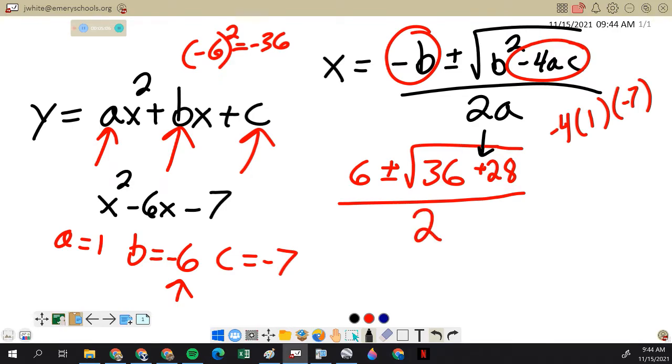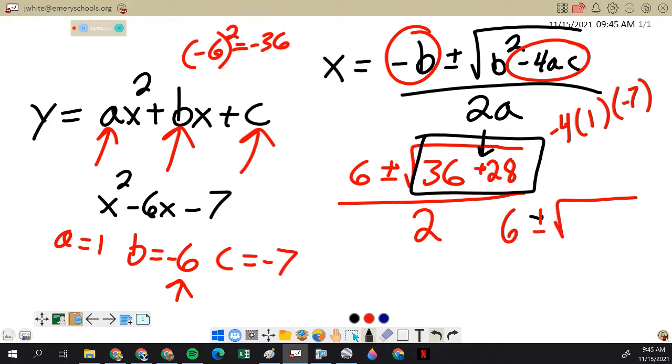2. Okay. Now we need to simplify what's under the square root. So we get 6 plus or minus the square root of 36 plus 28 is 64 over 2. What is the square root of 64? 8. So I get 6 plus or minus 8 over 2.